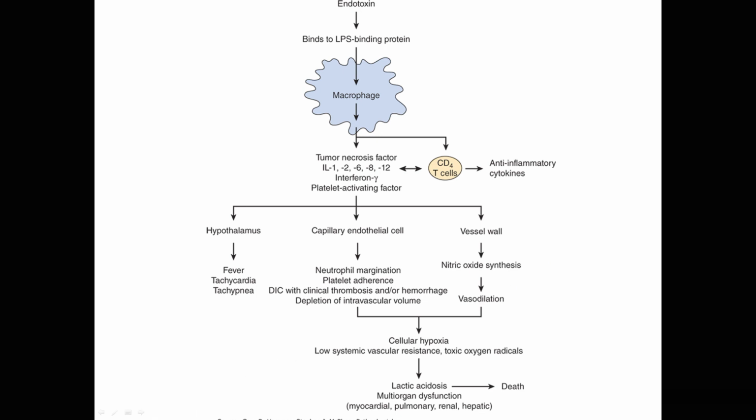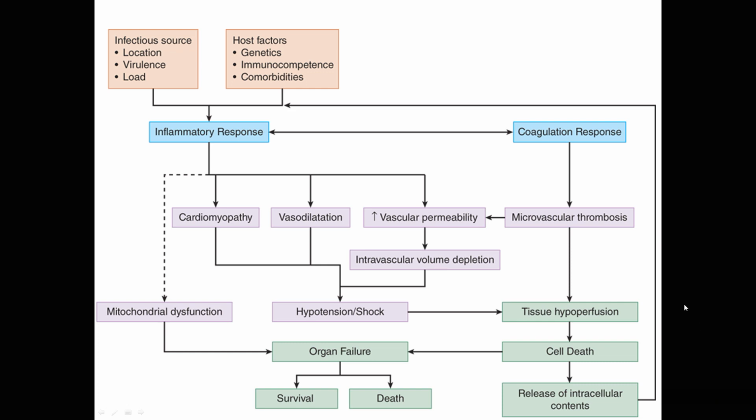Now, let's summarize sepsis and septic shock. These are here the infectious sources, and the condition will depend, as already noted, on the location of the first site of infection, on the nature of the infective agent, its virulence, on the load, on the dose of the infective agent inoculated, and also host factors, genetic, immunocompetence, and eventually other present diseases, comorbidities. All these factors will contribute to two main responses, as we already know. We discussed immune responses together with inflammatory response and coagulation response.